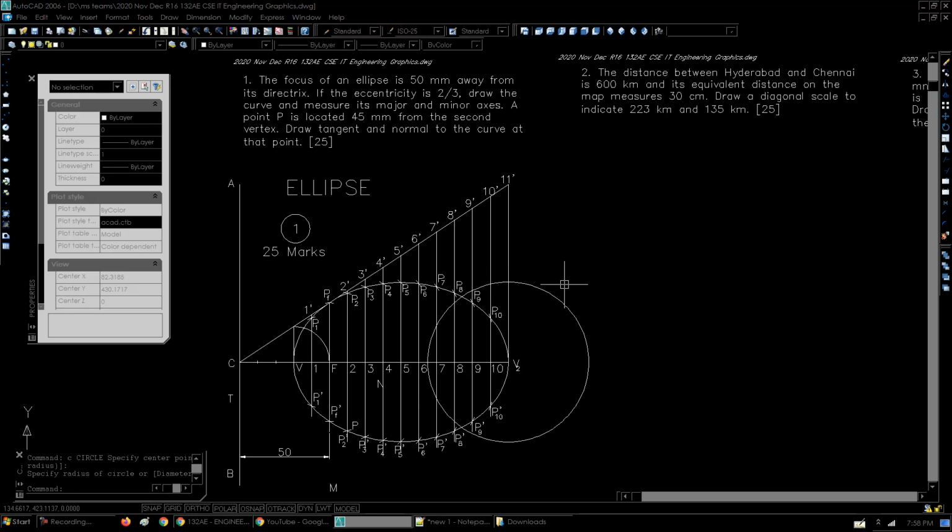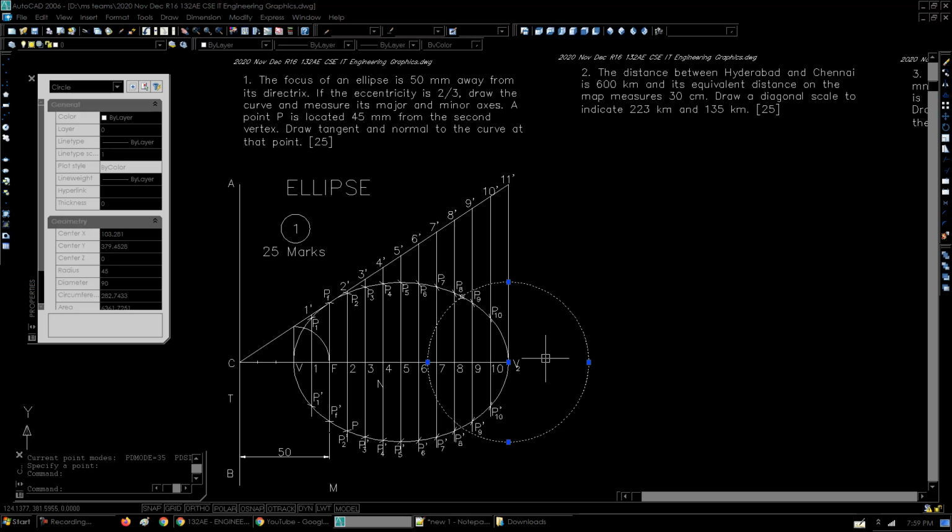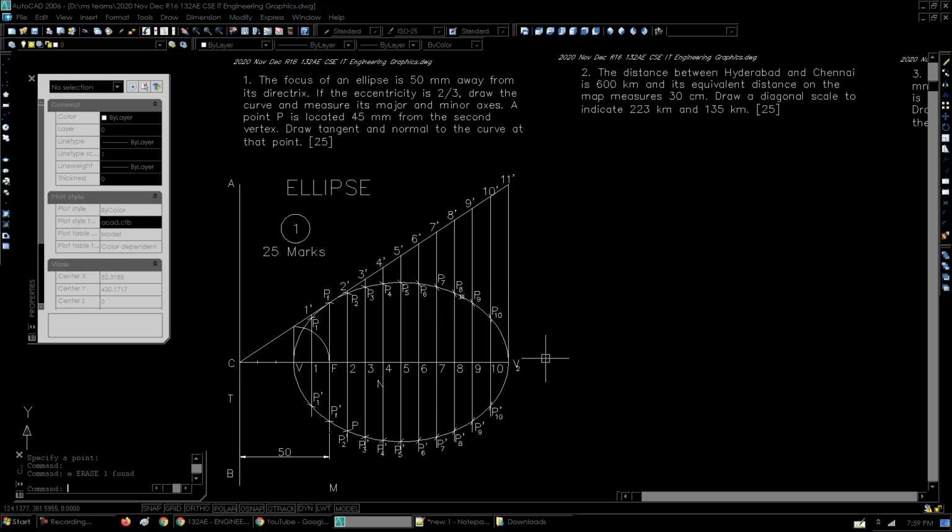Now those who are doing this with manual drafting, you will have to take your compass, measure a distance of 45 mm, and keeping the pointed node over here, with the pencil you have to make a mark here on the ellipse. Now we can draw the tangent and normal above or below. It's our choice. So let's go ahead and draw it above. So I'll just mark a point at the intersection of the two curves, and that's it. The work of this circle is over, so I'm just deleting it.